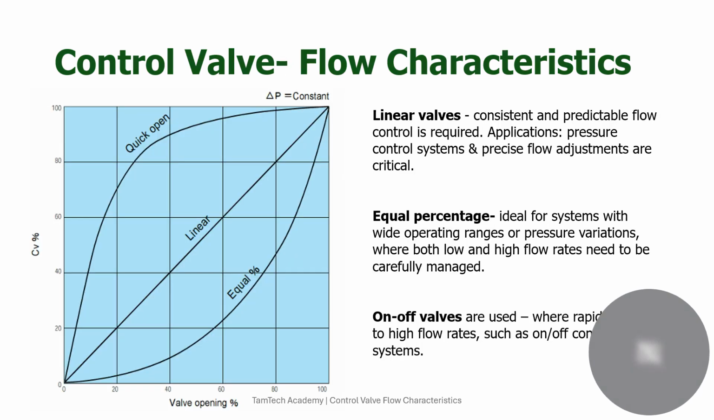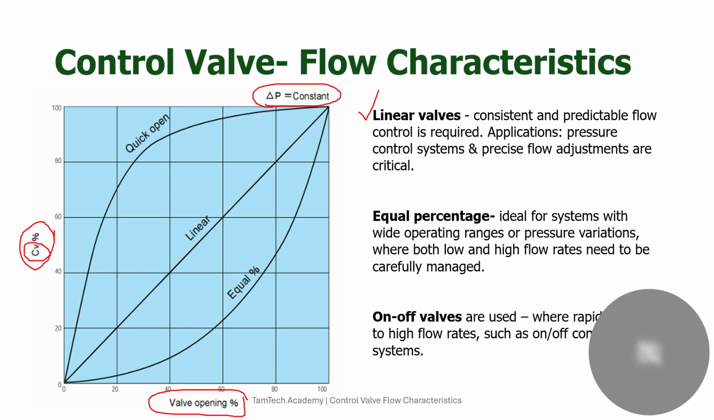First, let's look at this diagram. In this graph, on the y-axis, we have the CV percentage. On the x-axis, we have the valve opening percentage. This CV is very important for control valve sizing as well, which we'll be discussing in the next session. The valve opening depends on the CV, and based on these differences, we have quick opening, linear, and equal percentage types. Let's start with the linear valves. Also keep in mind that here the delta P, the pressure drop, is constant.